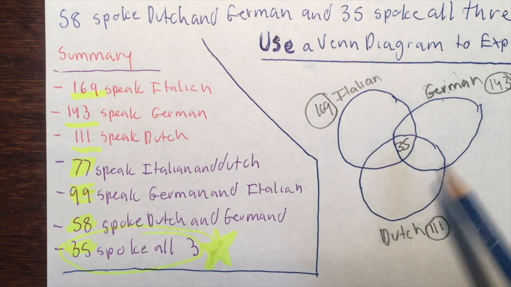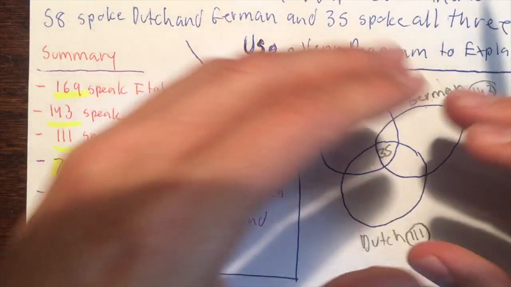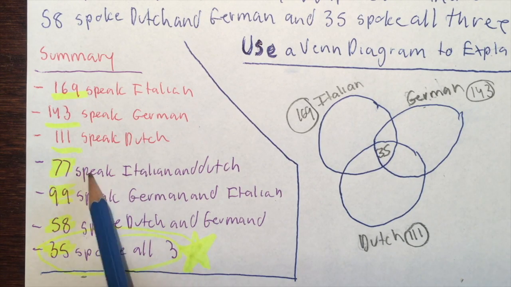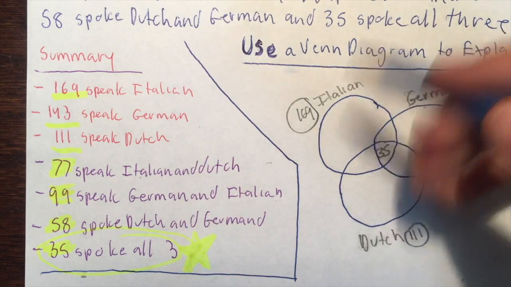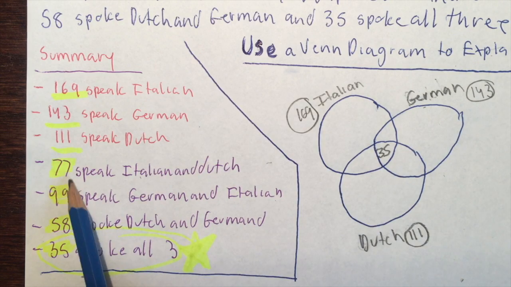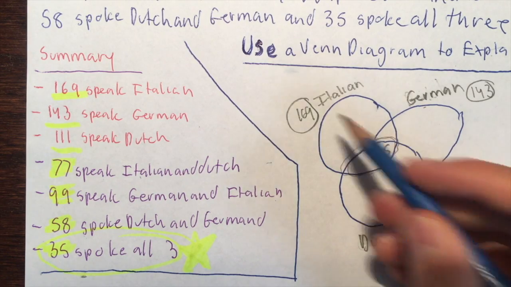All right, now the way to do these problems is to go from the inside of the circle and work outwards. That's the way to do it. So let's start with Italian and Dutch. We know that 77 speak Italian and Dutch. So where's the intersection between Italian and Dutch? It's right here. This right here is the intersection between Italian and Dutch.